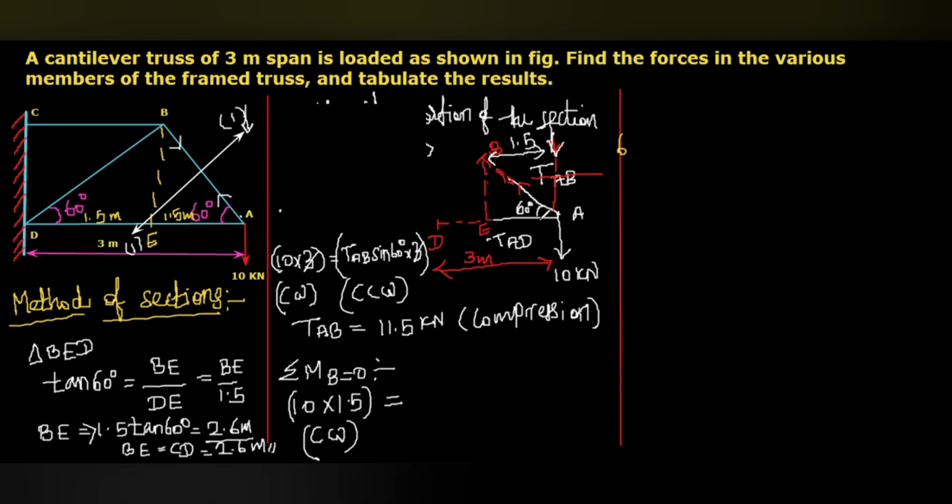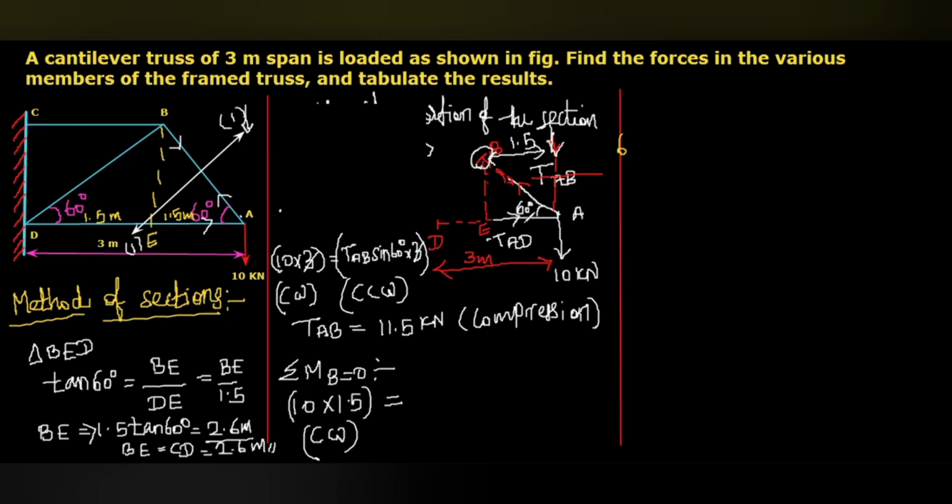That equals, TAB already eliminated, the only thing is the TAD. Here there are two possibilities. If this TAD acts like this, away from point A, then from point B this will also be clockwise. So it will not act like this. It will be inwards to the joint A, like this. So when you take moment about B, we can take this one, TAD.